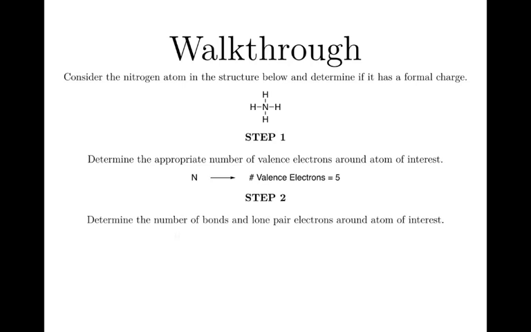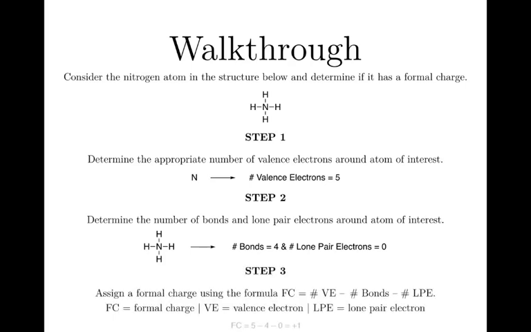Then, we're going to determine the number of bonds and lone pair electrons around the atom of interest. Since in this molecule we have 4 bonds around nitrogen, therefore the number of bonds is 4. And we see that there are no lone pair electrons, therefore the answer is 0. One key thing to note here is that this is the number of lone pair electrons, not number of lone pairs.